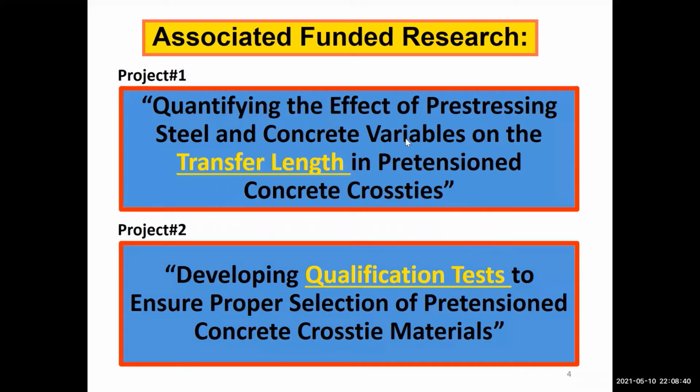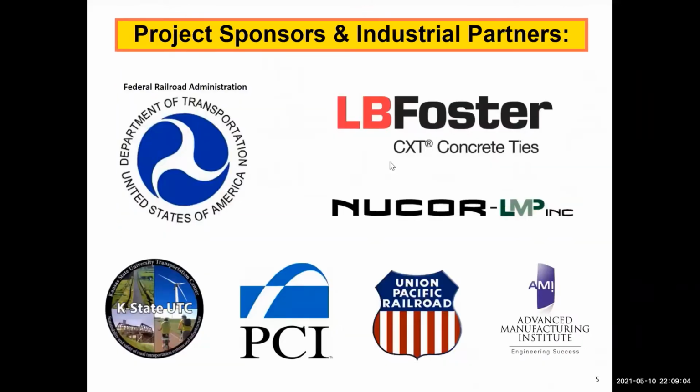This project comes out of a couple of projects funded by the Federal Railroad Administration, one involving determining the variables that influence transfer length, and the other developing qualification tests to ensure that the concrete materials combined with the indented wire make up a viable crosstie or tie material. I'd like to acknowledge the sponsors, primarily the FRA associated with this project, and there were a number of other contributors as well in industry.